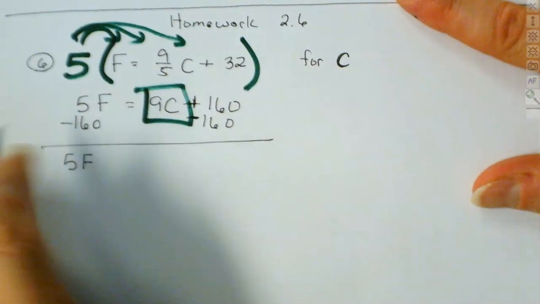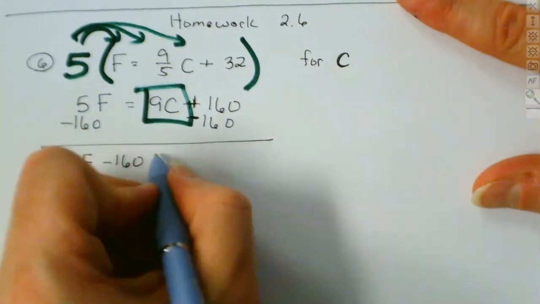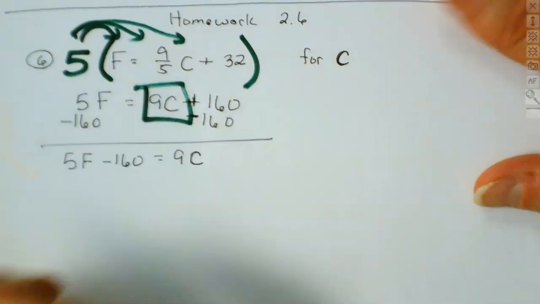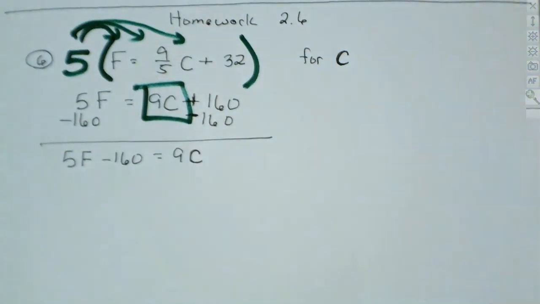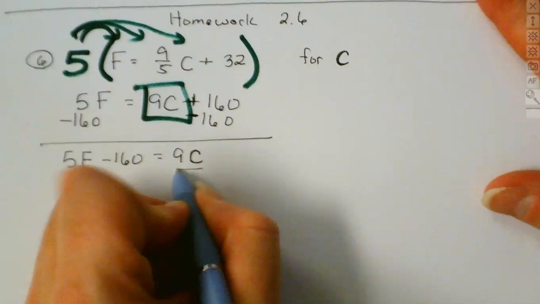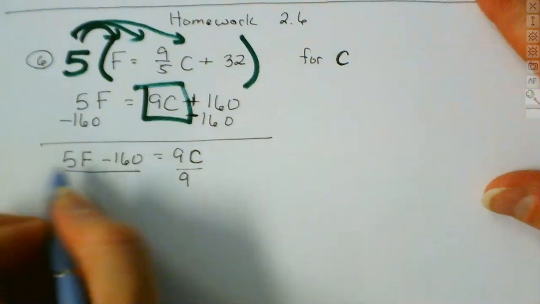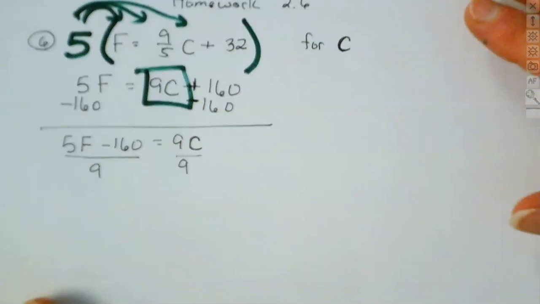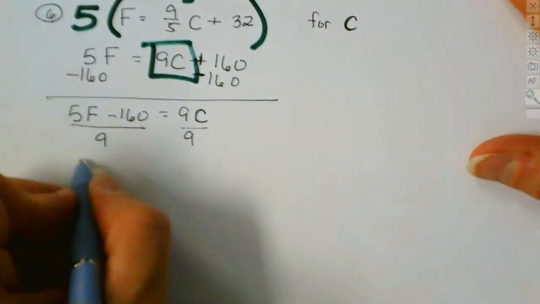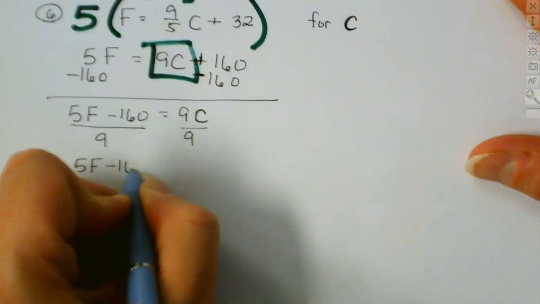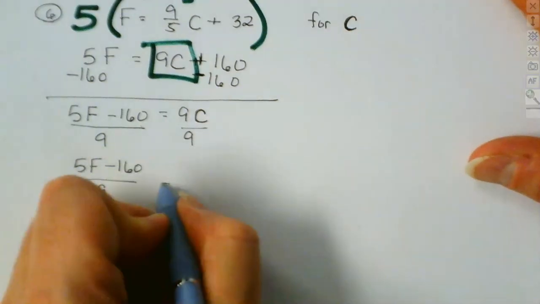Now we've got 5F minus 160 equals 9C. What is my last step here? To get the C by itself. Can someone tell me what I should do next? Divide by 9, right? That's going to get rid of the 9 because the 9 goes with the C by multiplication. Okay, almost done. So now we have 5F minus 160 over 9, and that equals C.